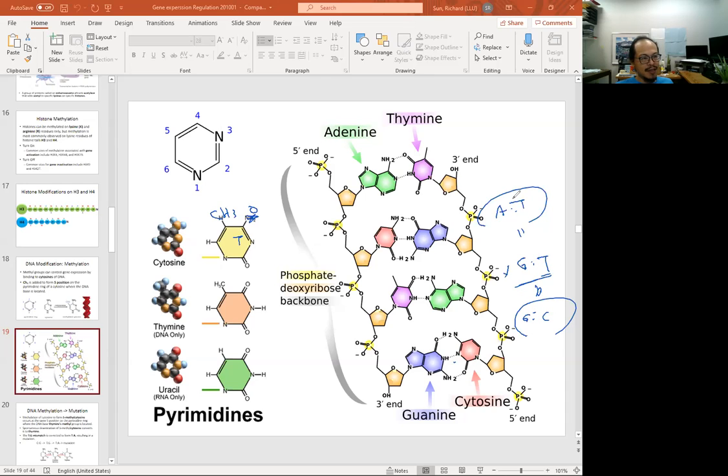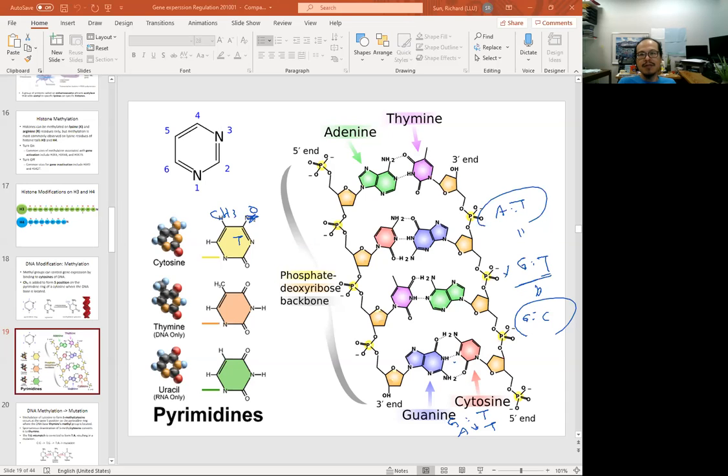But if fixed to the AT, then we will have a mutation, because the original was supposed to be a C here, but we make this one become a T, and then it becomes a TA. So a GC becomes an AT, and then we have the mutation. So that's the situation: DNA methylation has a tendency to cause mutation.